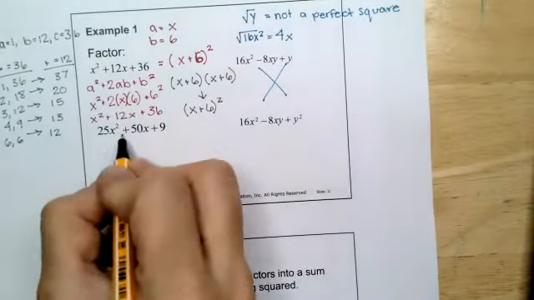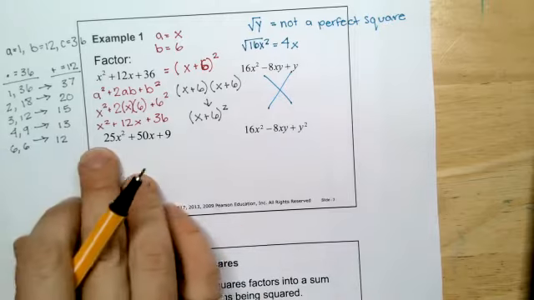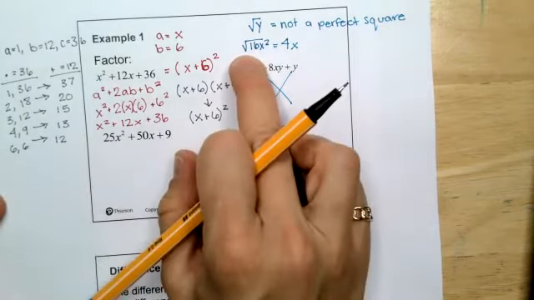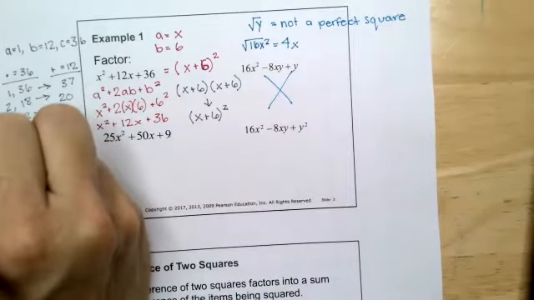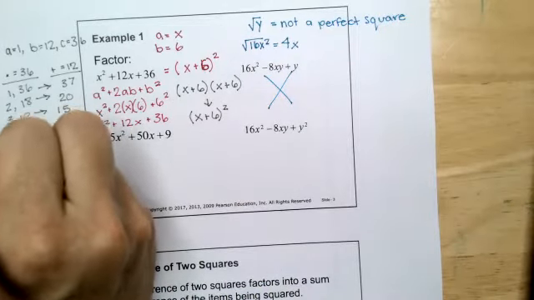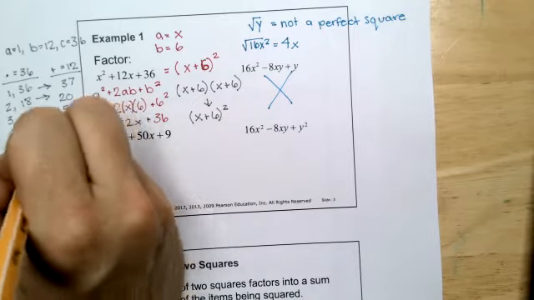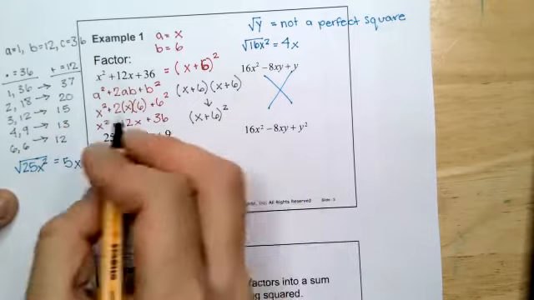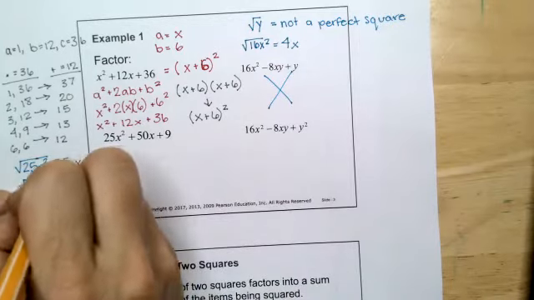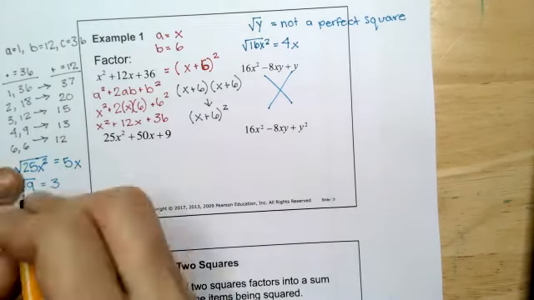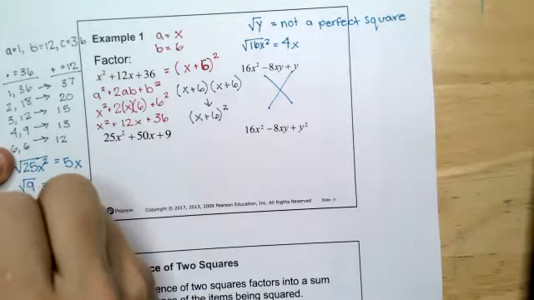All right, 25x squared plus 50x plus 9. So again, right here, we said the square root of 16x squared is 4x. We can do that again here. The square root of 25x squared, the square root of 25 is 5. The square root of x squared is x, right? The square root of 9, our b, is 3. So that means I know my a and my b. A is 5x, b is 3.